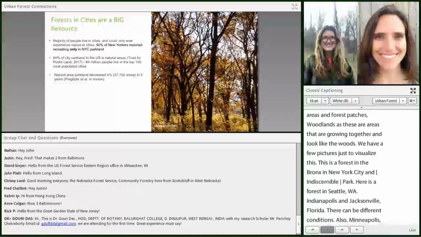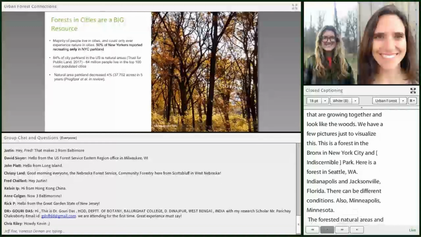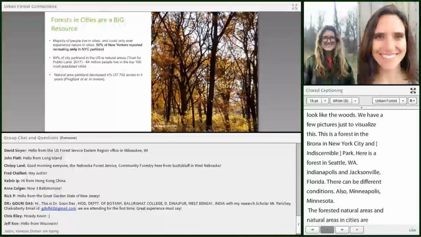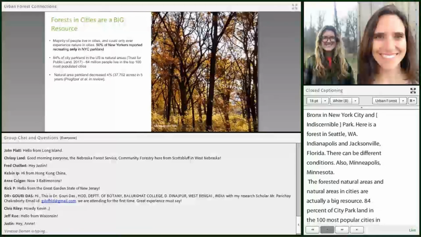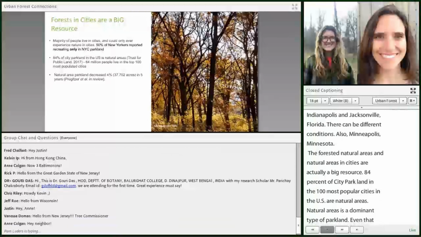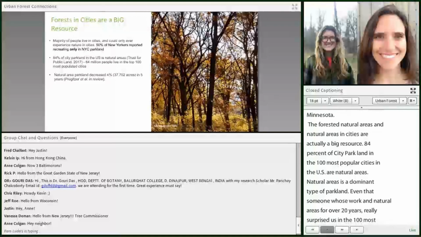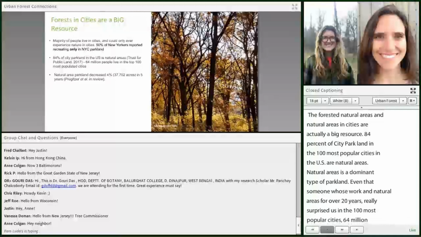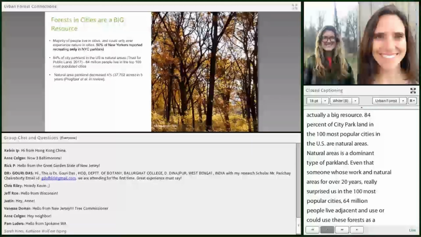The forested natural areas and natural areas in cities are actually a big resource. 84% of city parkland in the 100 most populous cities in the U.S. are natural areas. And so natural areas is a dominant type of parkland, and that, even as someone that has worked in natural areas for over 10 years, really surprised us. And in those same 100 most populous cities, 64 million people live adjacent and use or could use these forests as a form of nearby nature. And so they have an incredible ability to be the forest that city residents can experience.